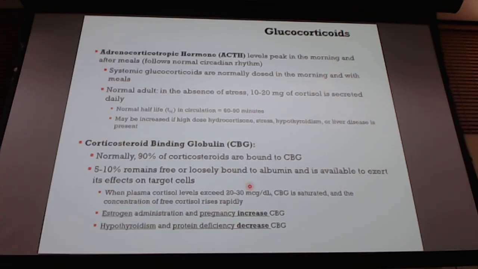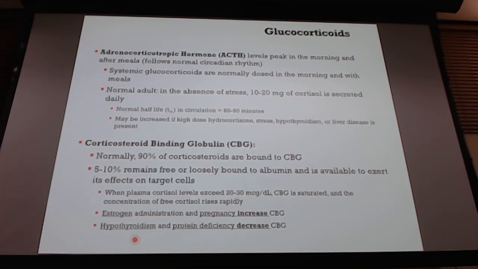When you're looking at your CBG, this is what is going to bind to our steroids. If you think about an increase in CBG, that could be caused by estrogen. You'll see that in some of your patients who are pregnant: you're going to have less free glucocorticoid, because remember, now they're bound, because I have a lot of corticosteroid binding globulin. So that's all this is saying. Estrogen administration in pregnancy will increase your CBG levels.